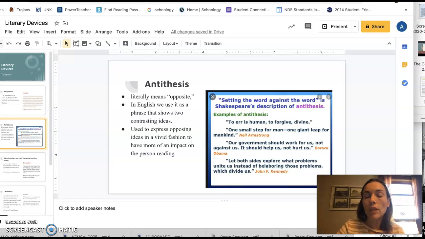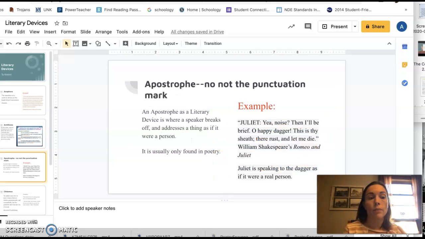"Let both sides explore what problems unite us instead of belaboring those problems which divide us." So I can look at the two contrasts here. Am I going to look at what divides, or am I going to look at what unites? John F. Kennedy. So basically, I use the antithesis to express opposing ideas in a vivid fashion. That way it has more impact on the person reading.